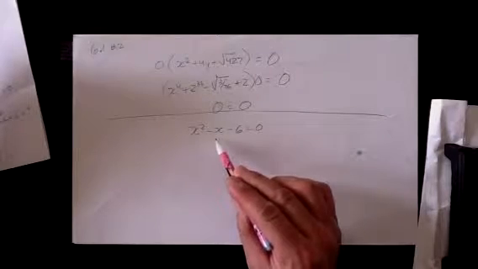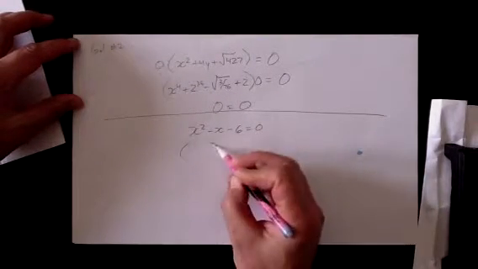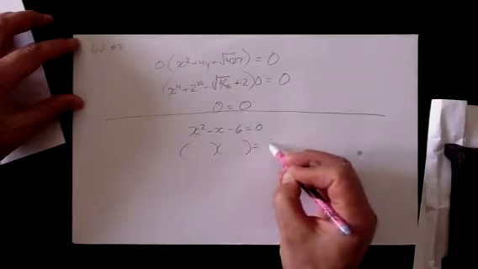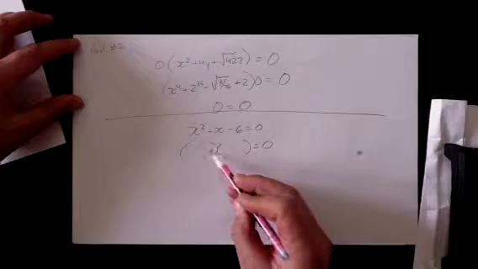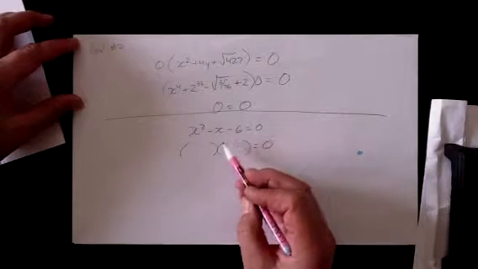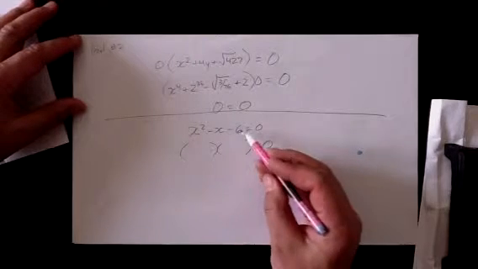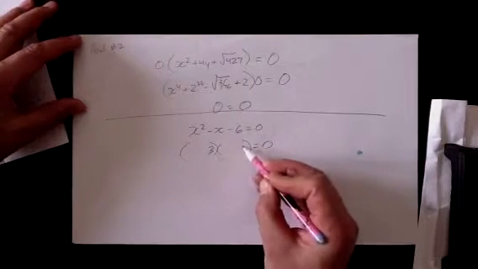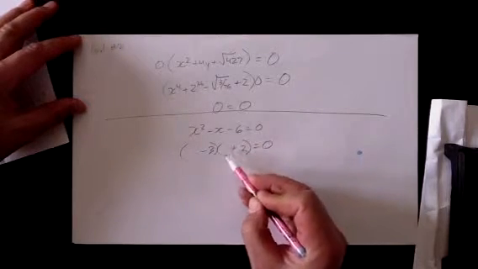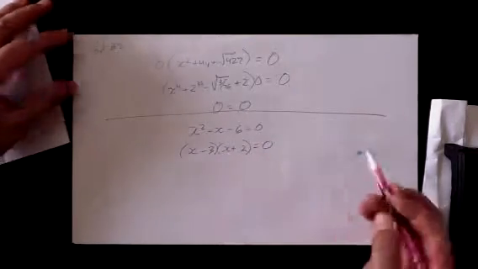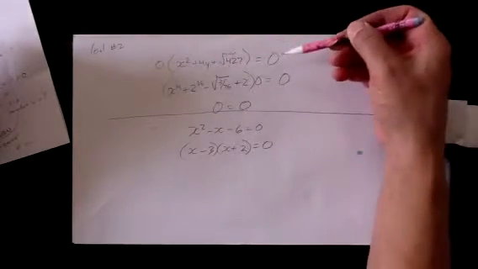If I factor this side, I can factor it using my reverse FOIL. I know that the values here will multiply to 6 and they will add to -1. So I know that 2 times 3 is 6, so I'm going to have a 3 and a 2. And we know that it's a negative x, so it's a minus 3 and plus 2. So there we go. So we remember from up here that anything times 0 equals 0.